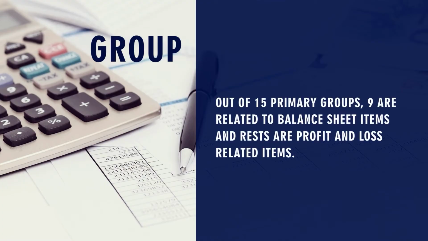Now if we talk about these 28 predefined groups, 15 are, as I told you, main groups. These 15 main groups, you will find that 9 items are related to the balance sheet and the rest are the profit and loss related items.